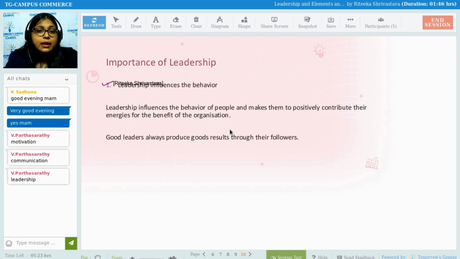So the first one is leadership influences the behavior of people. As we already saw in the characteristics, leadership will bring positive and good behavior from each and every subordinate. Now I would want Sadhna to read this point and give me a summary for the point. And everybody else will also read the point, the 2 sentences. Come on, quickly.